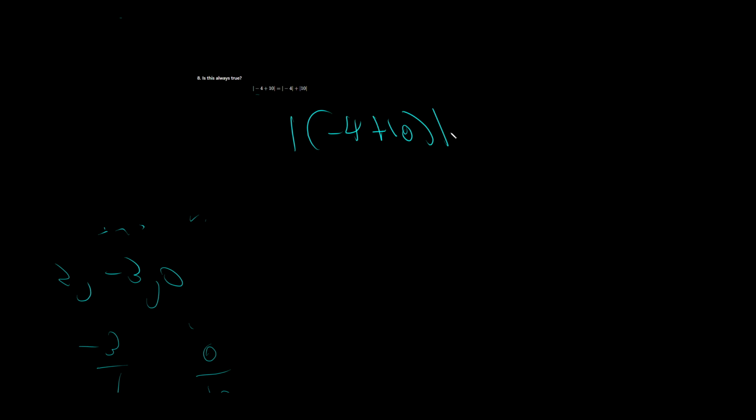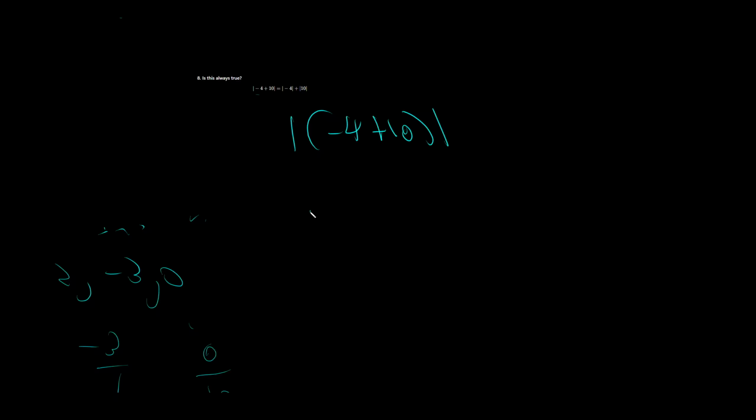Now we have the next couple of problems. Is this always true? Let's see. -4 plus 10. We don't do any absolute values yet. We don't turn this positive because this is all inside the absolute value. So this can be seen as the absolute value of (-4 plus 10) in parentheses. And remember PEMDAS, you always do the parentheses first. So -4 plus 10 is the same thing as 10 minus 4.